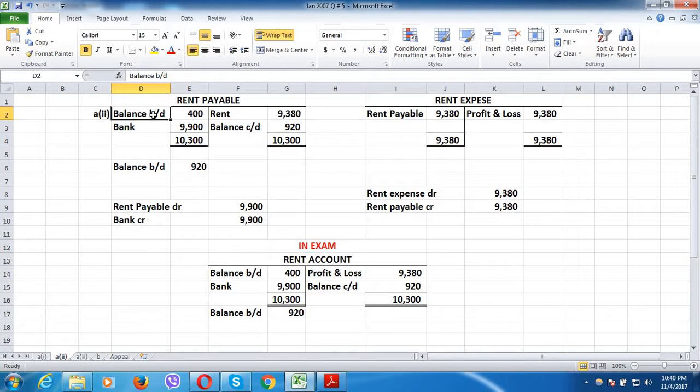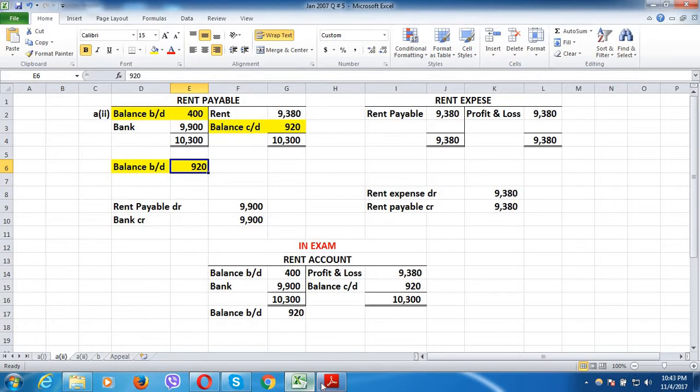Clear? It is not a big deal if you name this account as rent payable and show your balance BD on the debit side. If you want, you can name this account as rent prepaid also, but you will not have to answer this in the exam. You will have to answer this one in the exam. I have prepared these two accounts to explain it to you. So for rent prepaid, the opening balance will be on the debit side brought forward, and the closing balance will be on the credit side, and this will be shown in the opening balance for next year.